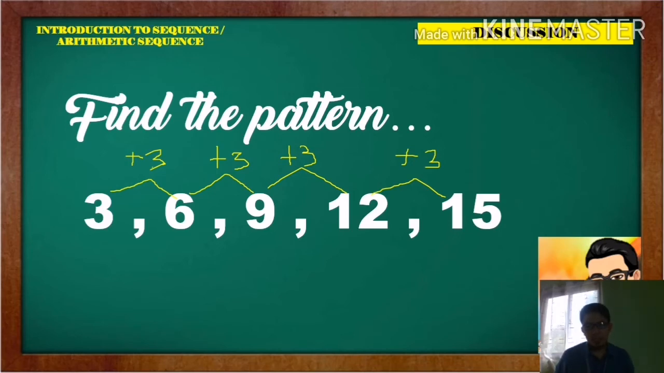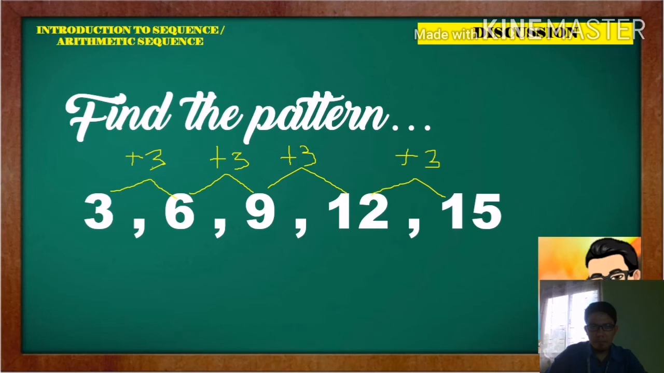Now, the next is finding the pattern. This is similar to page 6 of your module. On page 6 of your module, we have find the pattern. So we need to analyze first, study the pattern. We can use the 4 basic operations. Just like here in the example, we have 3. What happens from 3 to 6? From 3, it's either we use addition, subtraction, multiplication, or division.